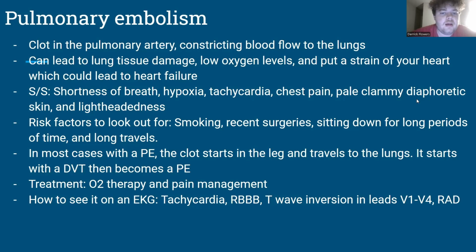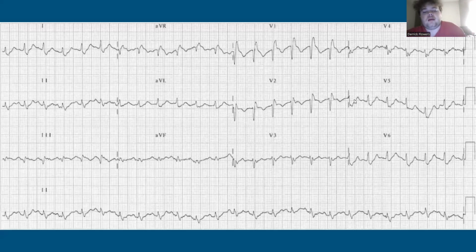So here is a pulmonary embolism 12 lead. Notice you have your tachycardia, right? It's probably like 100, 110 beats per minute. You have your right bundle branch block. Then you have your T wave inversions right here, V1 and V2, got them. V3 and V4, not so much. But if you have V1 and V2 with a right bundle branch block and a tachycardia, I'd be highly suspicious of a PE.